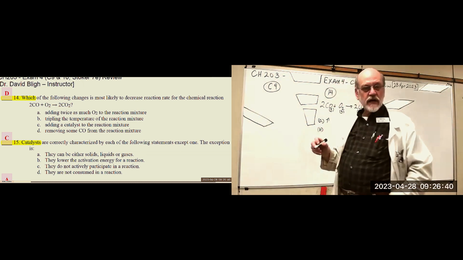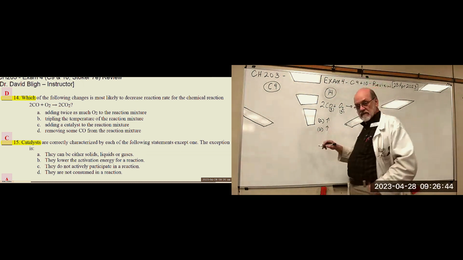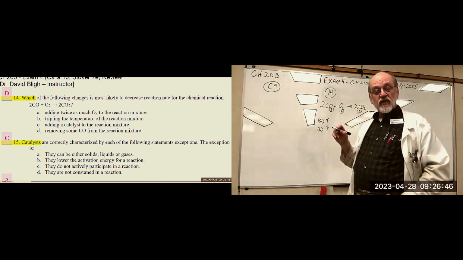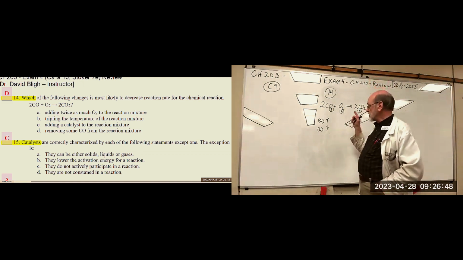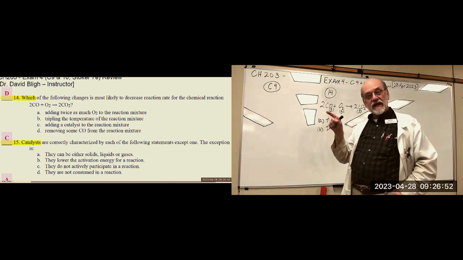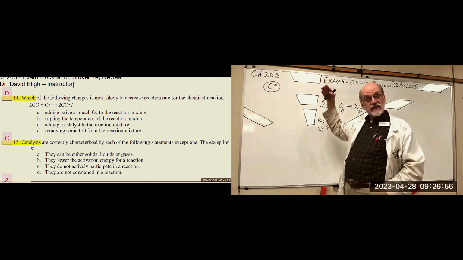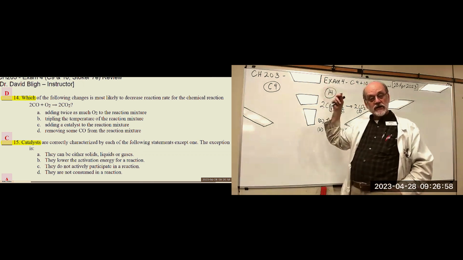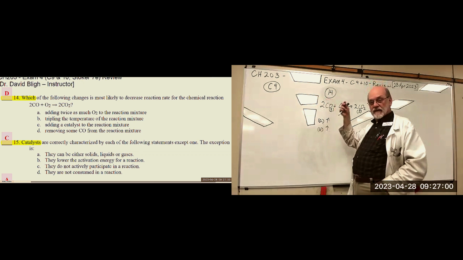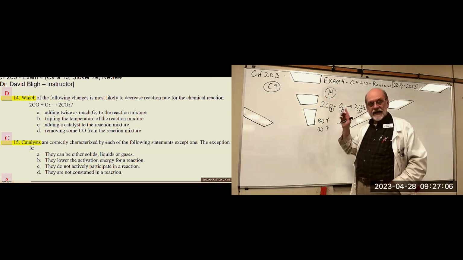How about B? Tripling the temperature of the reaction mixture. Tripling the temperature should increase the rate because you're giving these reactants more energy. More of them now are at or above activation energy. And activation energy determines rate. So if you increase their energy, you can get over that hump with more of them. That increases the rate.